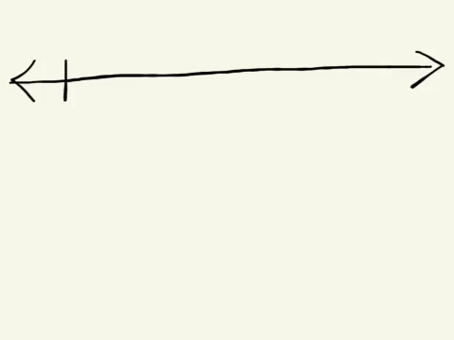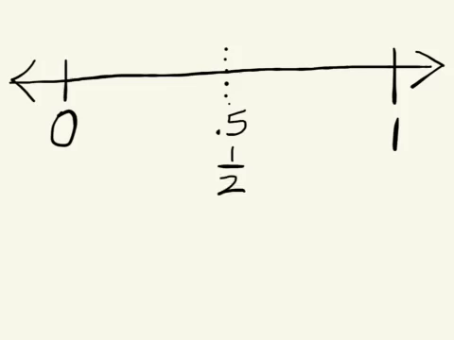And if we were saying that this number line was between 0 and 1, what would that halfway point be? That halfway point would be 5/10 or 0.5. That's exactly halfway between 0 and 1. And the fraction that would be there would be 1/2. So 0.5 or 1/2 or 5/10 is exactly halfway between 0 and 1.